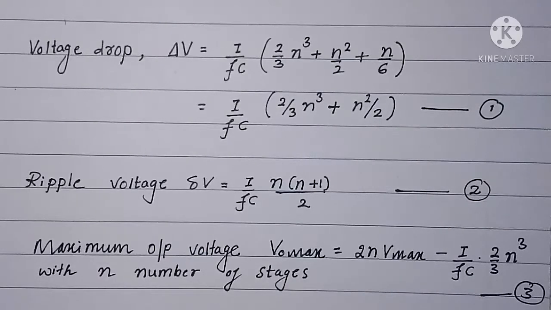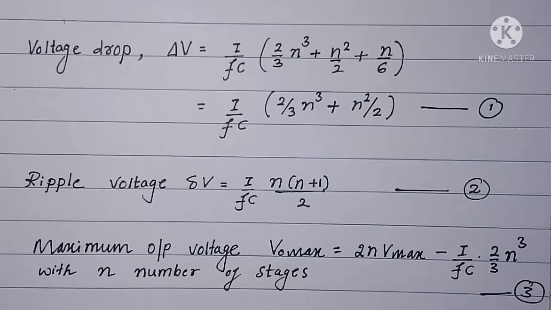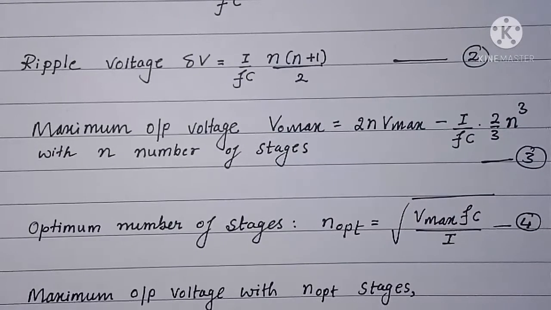Dear students, in last class we studied Cockraft-Walton voltage multiplier circuit and some equations related to voltage drop, ripple voltage and maximum output voltage. Also we studied optimum number of stages, that is n opt equal to under root Vmax into Fc by I.